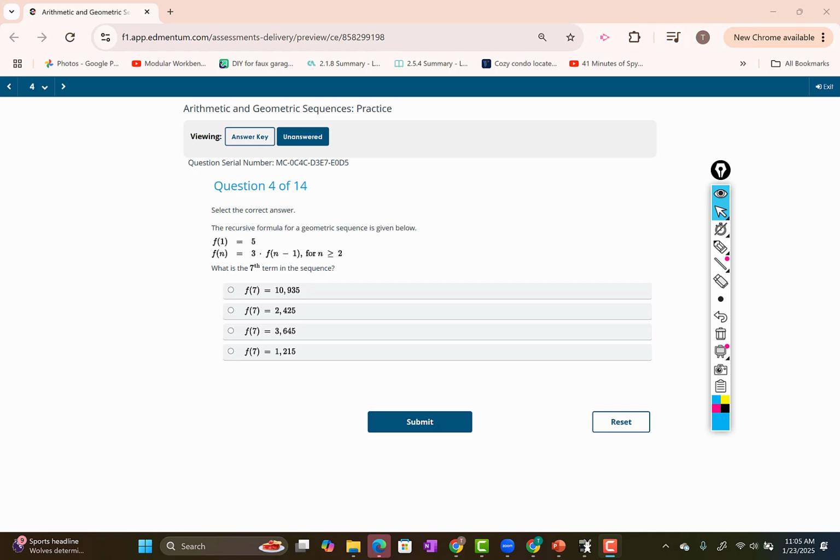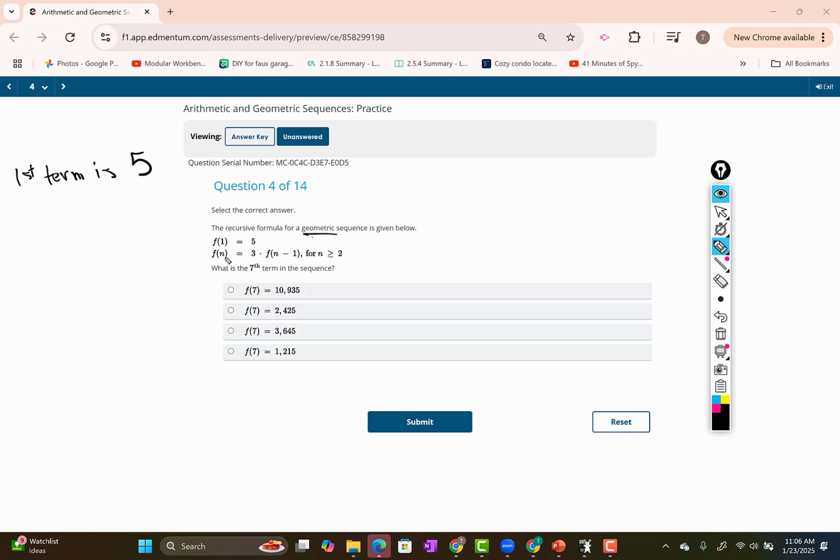Question 4, select the correct answer. The recursive formula for a geometric sequence is given below. F of 1 equals 5. So that right off the bat tells me the first term of this sequence is 5.